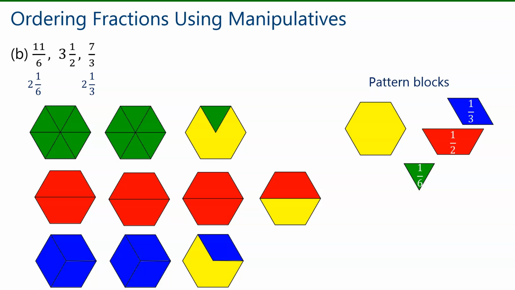So now looking at all the shapes, I can see which one is the most colored. Well, the second row has 3 full blocks, so this is the biggest number, and the top row has the least amount colored. So this would be number 1, this would be number 2, and this would be number 3. So now rewriting out the fractions in order, we have 11/6, 7/3, and 3 1/2. So now you can use manipulatives as well as other strategies that we have learned when ordering fractions.